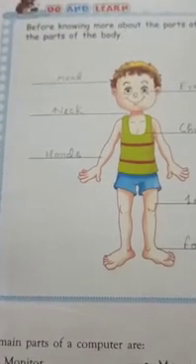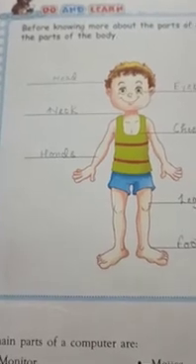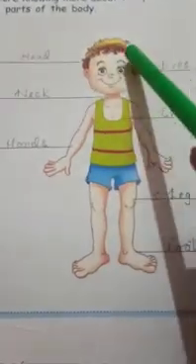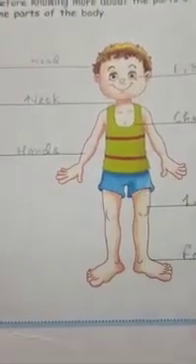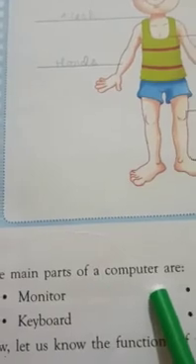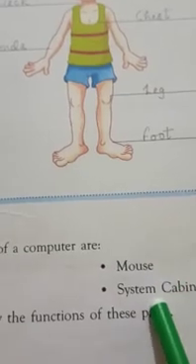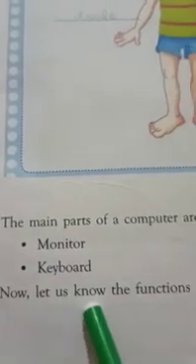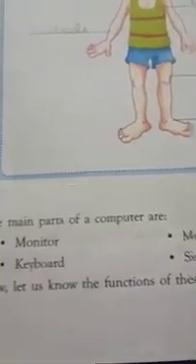Students, on page number 13 you have to do this activity. Before knowing more about the parts of a computer, first label the parts. Here you have to name them. Moving on, the main parts of a computer are monitor, keyboard, mouse and system cabinet, also known as CPU. Now children, let us know the functions of these parts, or how these parts work.